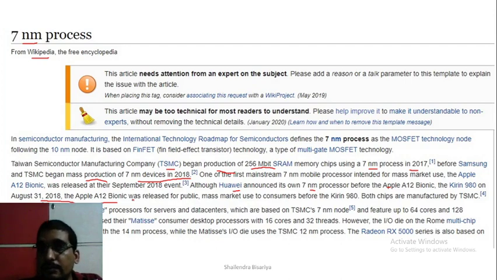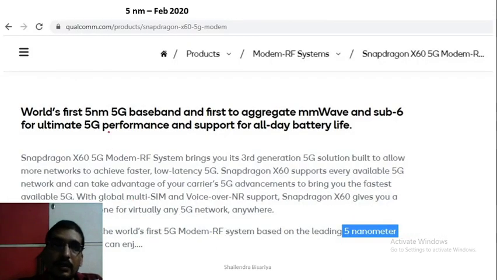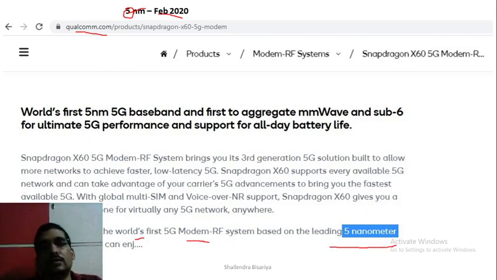But what about the present condition in 2020? You can see on the website of Qualcomm, as per the statement of February 2020, we are talking about 5 nanometer technology. You can read it here. Snapdragon X60 is the world's first 5G modem RF system based on the leading 5 nanometer process node. So up to 5 nanometer we have achieved devices, and soon we will go below 1 nanometer.